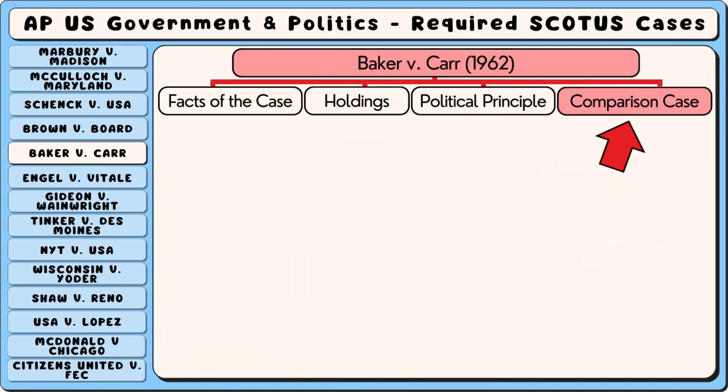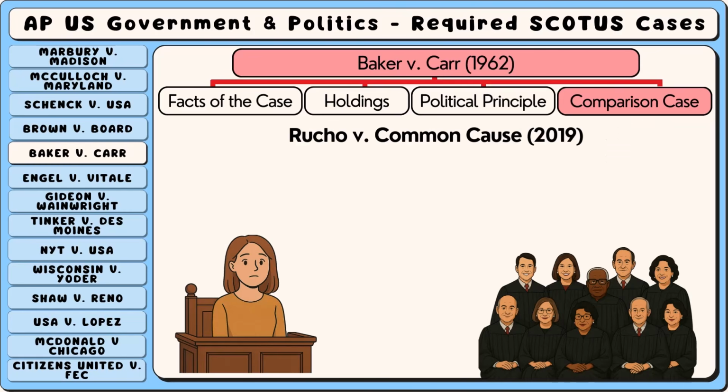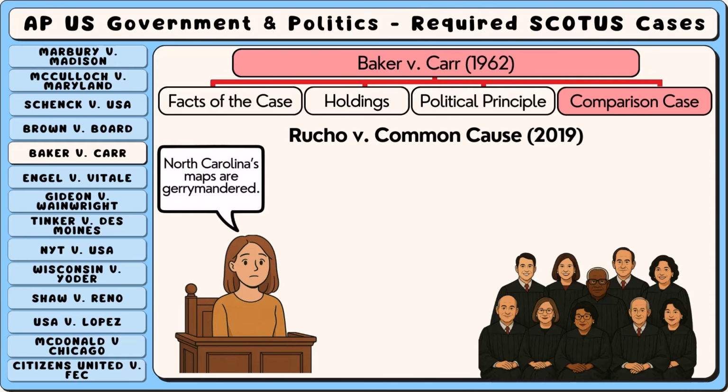Now let's look at one non-required case to see how you could compare this case to another case in the exam. We'll look at Rucho versus Common Cause, which went before the court in 2019. In this case, voters in North Carolina argued that the state's congressional map was drawn to give one political party a strong advantage over the other, which is a practice called gerrymandering.